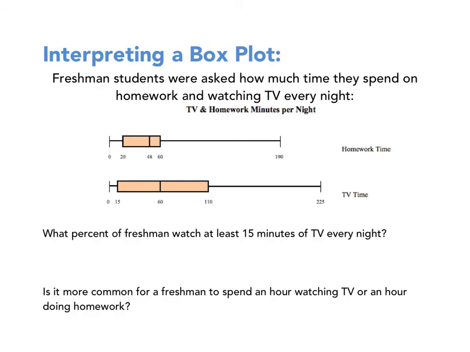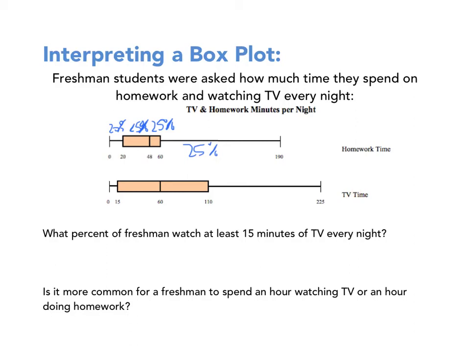The next important thing you need to know how to do is how to interpret a box plot. So in this problem, freshman students were asked how much time they spend on homework and watching TV every night. So our first box plot here shows homework time. And remember, each of these little pieces show a quarter of the data, or 25%. Each of these are 25%, another 25%. This very long whisker here just shows that this was not very common for students to spend between 60 and 190 minutes on homework. Same thing here, 25%.